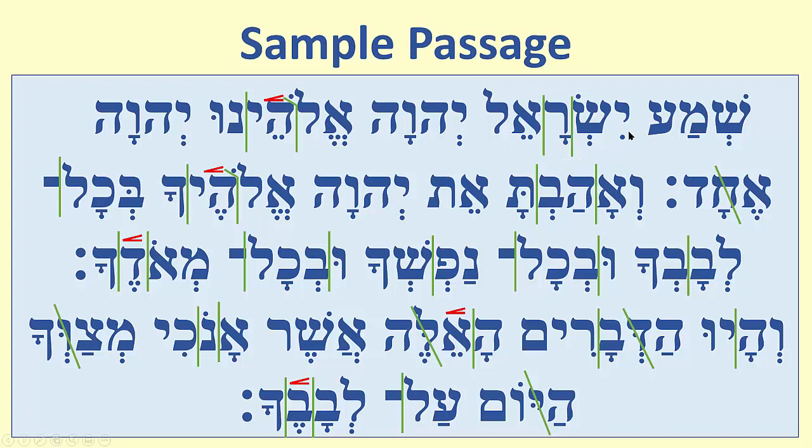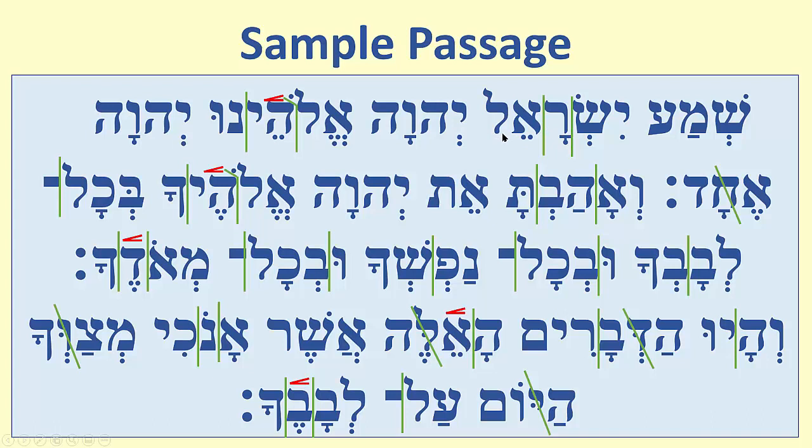Here we have a closed syllable with a short vowel. That's allowed. So this must be a silent schwa. Yis. Here we have an open syllable with a long vowel. That follows the rule of unaccented syllables. But here at the end, we have a closed syllable with a long vowel. That breaks the rule, so that means this gets the accent. Yisrael.